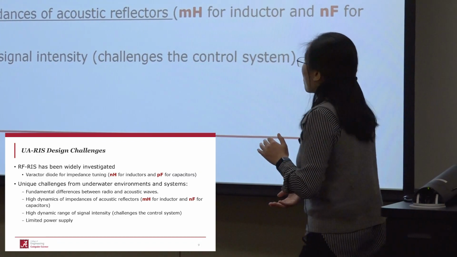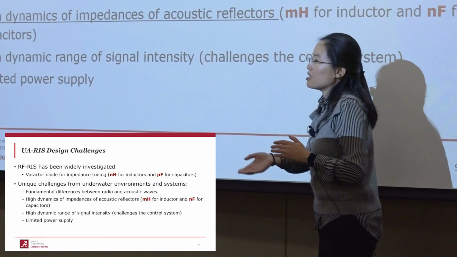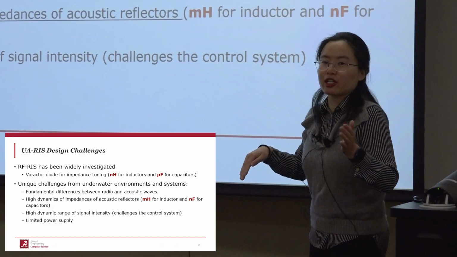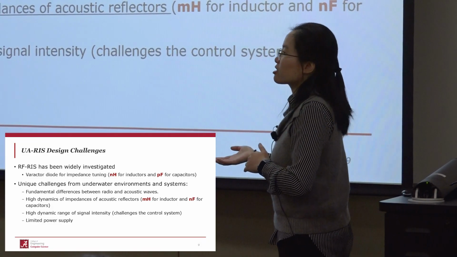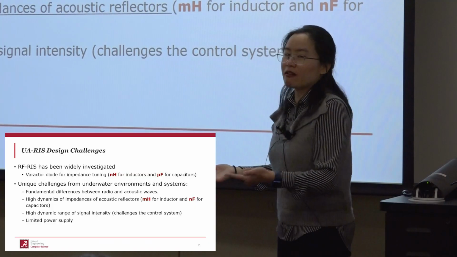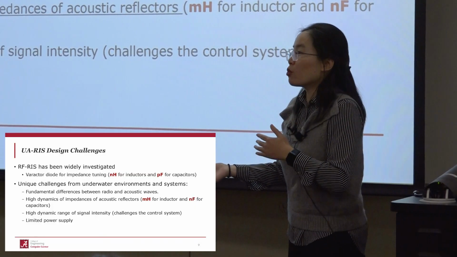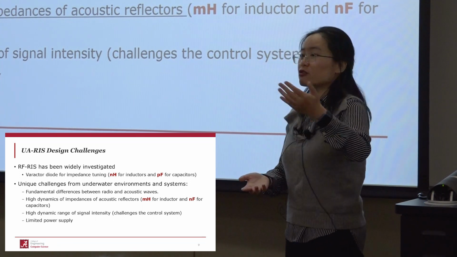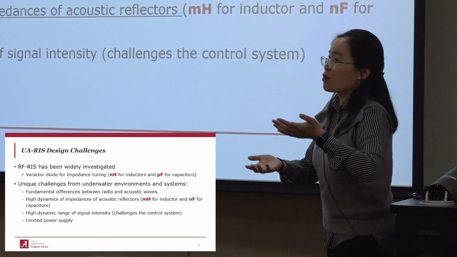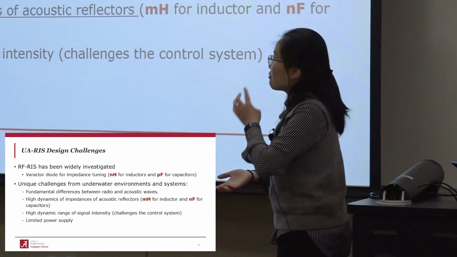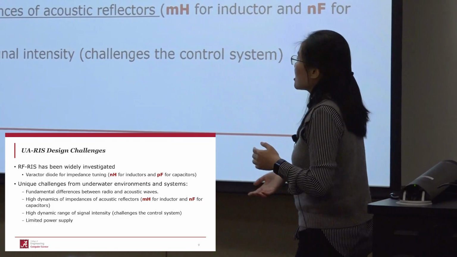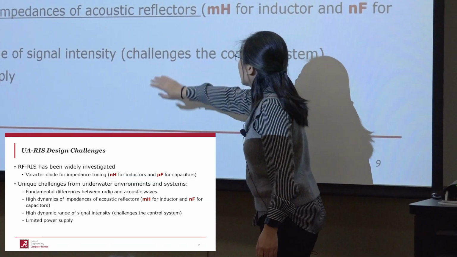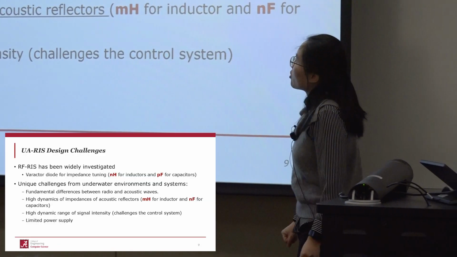That means our smart surface needs to be robust enough to operate in very different operating conditions. Basically, it should work for high power and also for low power, because we cannot control where our AUV is. It could be very close to our smart surface, or very far away from it. We need our RIS to robustly operate in all those different situations, and this challenges the control system design in our RIS.